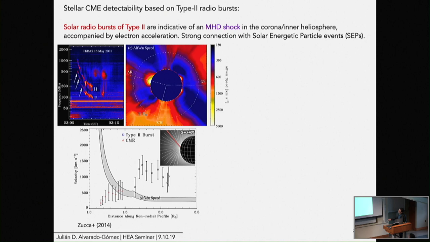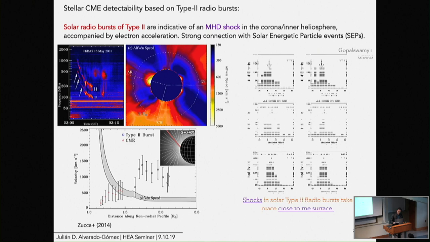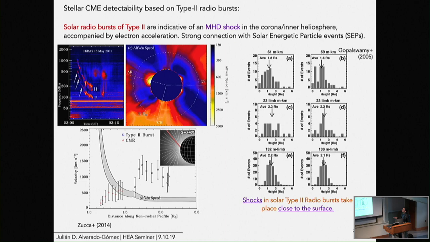This is from a particular study by Suka and collaborators, and what we believe is that we observe a type 2 radio burst exactly when your CME is actually shocking the MHD material, the material in the corona. And this is how it looks. This is the Alfvén speed, and this is the coronal mass ejection speed. One important key element here is that the shocks in the Sun typically occur very close to the surface. These are histograms from a paper by Nat Gopalswamy and collaborators in 2005. This is the number of events emitting at different radio frequencies, and the shock location is, sorry about the redundancy, very close to the surface.